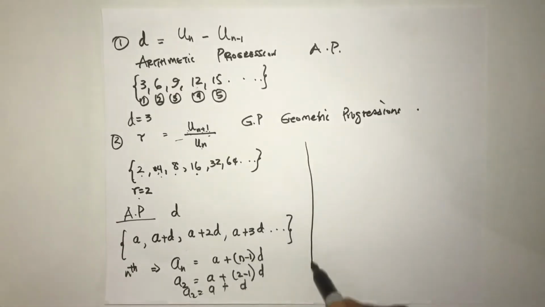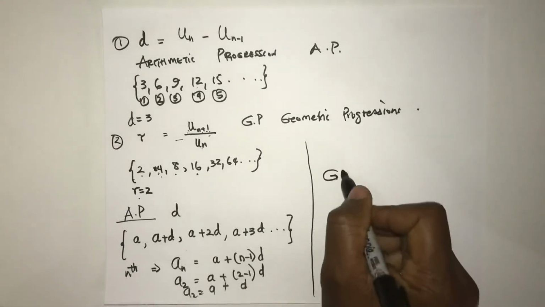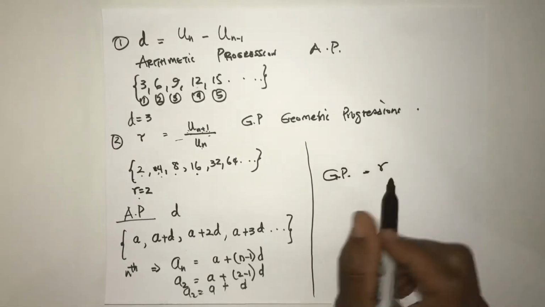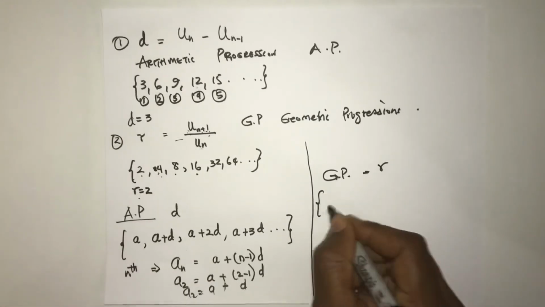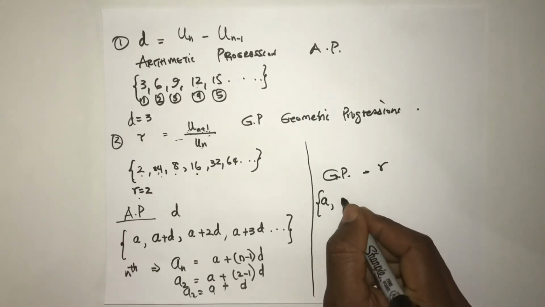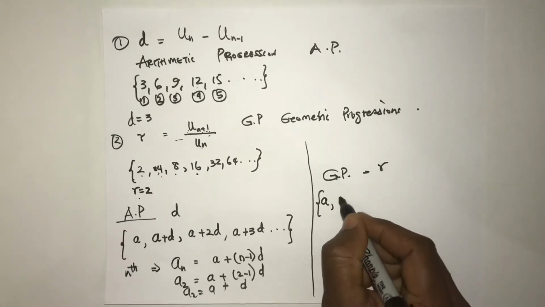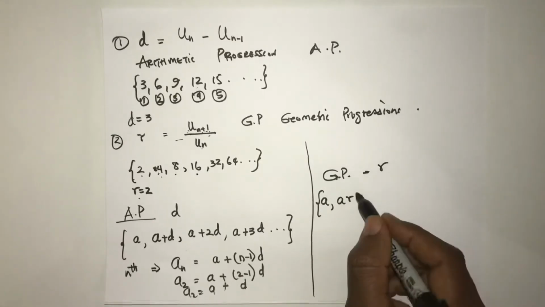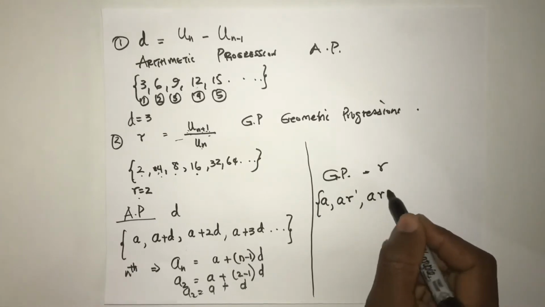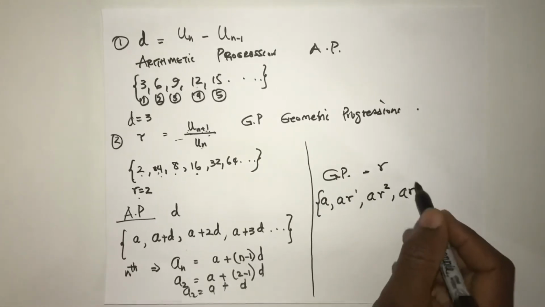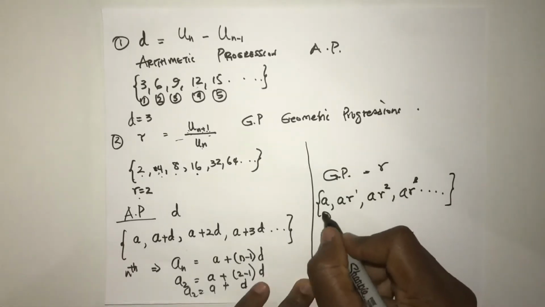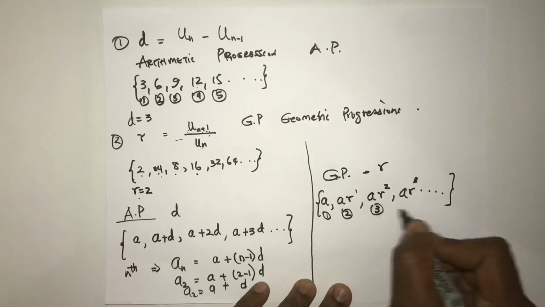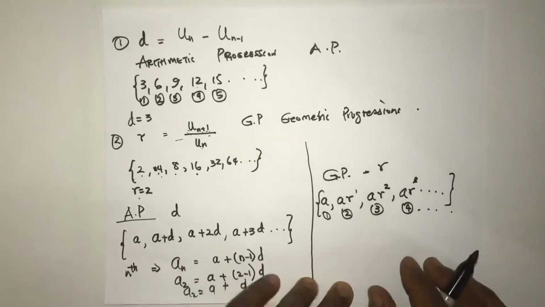Now, in the case of GP, which differs by a common ratio of r, the general sequence is defined by the first term, which is a, and then it differs by a common ratio, so it would be a times r. Generally r to the 1, and then a times r squared, a times r cubed, and so on. This is the first term, second term, third term, fourth term, going on.